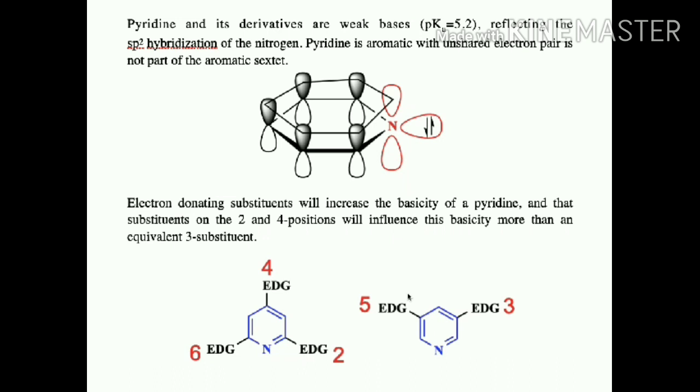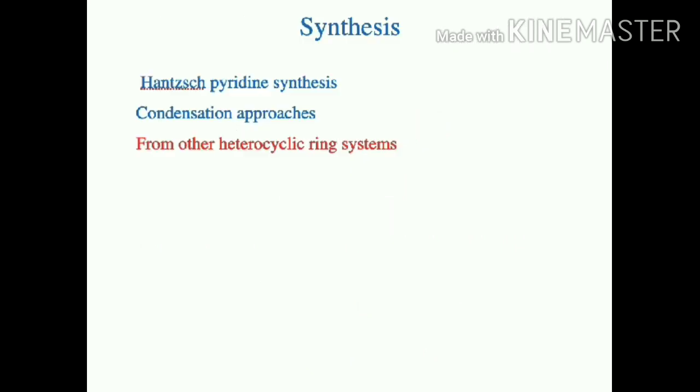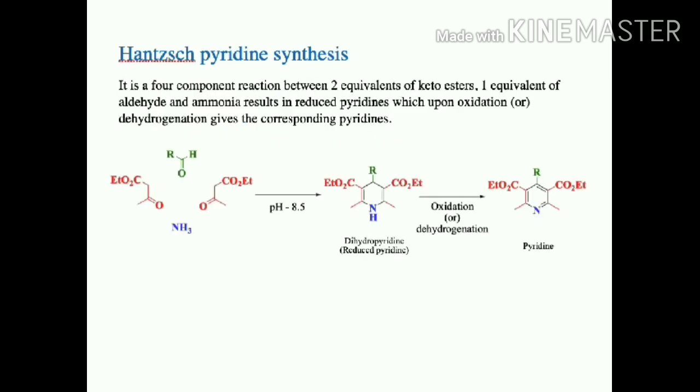Now the next thing is how these pyridine rings are synthesized, or how we can prepare the pyridine ring system. The most well-known way of preparing pyridine is through Hantzsch pyridine synthesis. The other approaches are the condensation approach and from other ring systems. We will see one by one how we can prepare pyridine by Hantzsch pyridine synthesis, condensation approaches, and how we can get the pyridine ring from other heterocyclic ring systems. So first is Hantzsch pyridine synthesis.